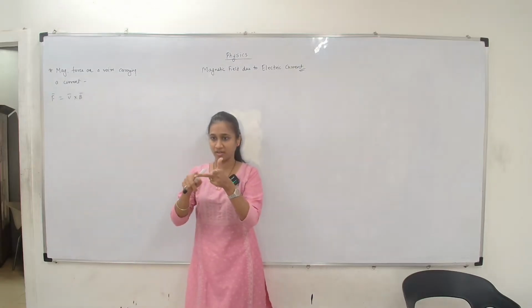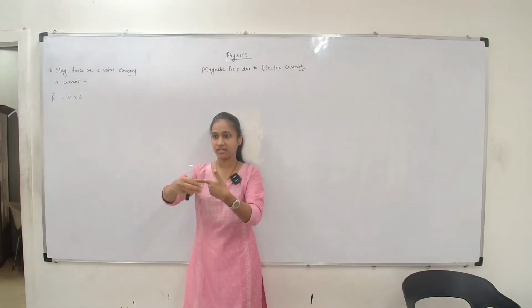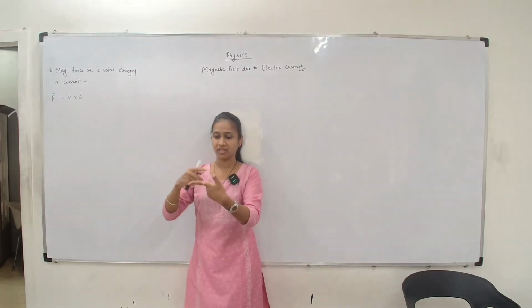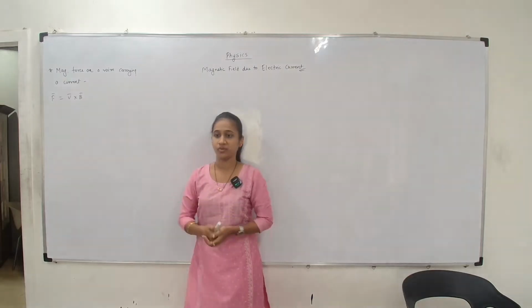So if this is velocity, this is the magnetic field. You placed a particle in the field which is moving towards me, that is in this direction. Your force acting on the particle will be in upward direction.